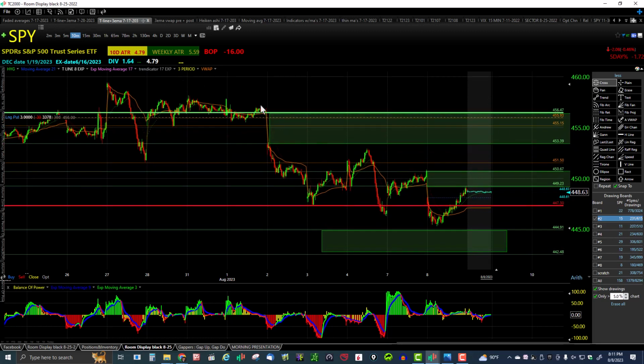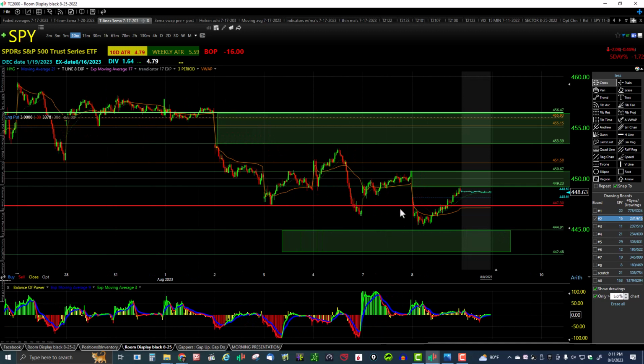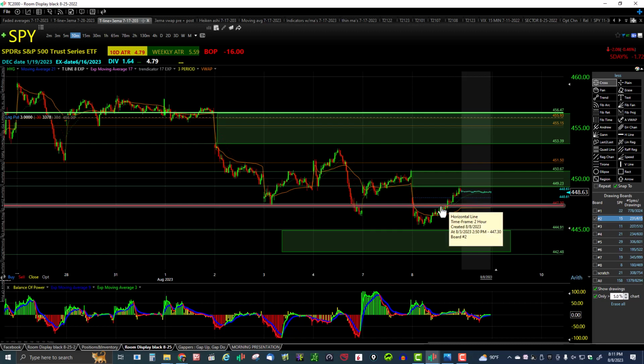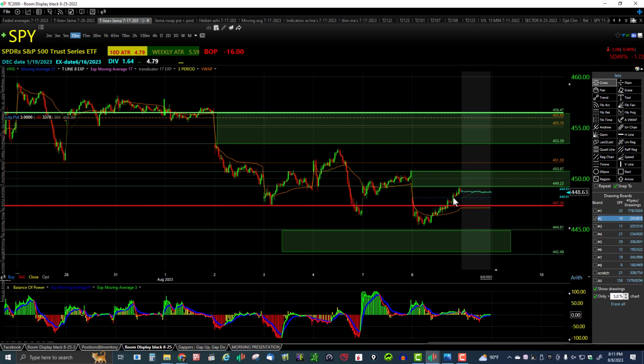So you can see here's the price coming down, and the price is consolidating into this area right here. And this is the common area that I found that price traded around today, 447.30. And how I use this pivot is if price stays above this, I'm bullish. And if price starts trading below it, then I'll be bearish for the day.